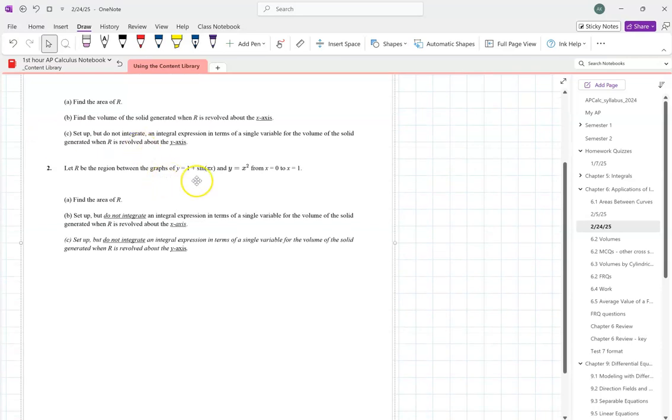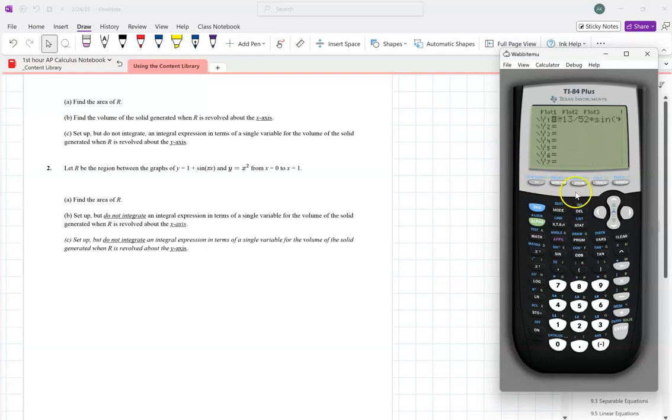Okay, so let R be the region between these 2 curves from 0 to 1. So I'm going to start by just kind of sketching a picture of that. And again, to do that, I'm going to employ my calculator. And I'm going to set my window from 0 to, I guess, 2, and then maybe -2 to 2. Oops, those are the wrong spots. -2 to 2, just to get a picture.